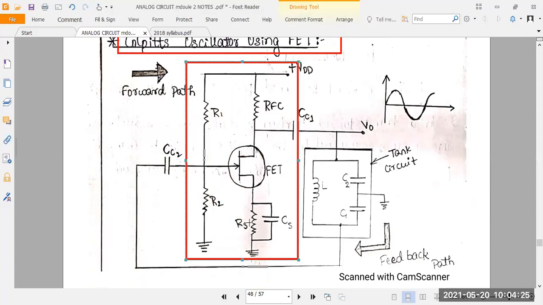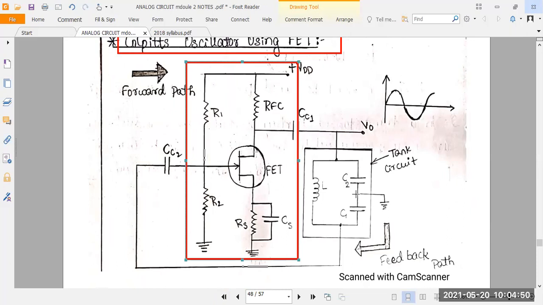From this amplifier, again we can generate a 180 degree phase shift. After generating the 180 degree phase shift, the output of the amplifier is connected to the input of the feedback. See the feedback network here. Here they have taken two capacitors, C1 and C2 in series. In Hartley, they have taken two inductors.